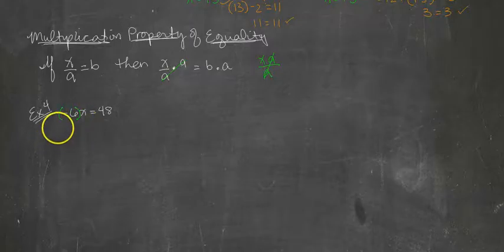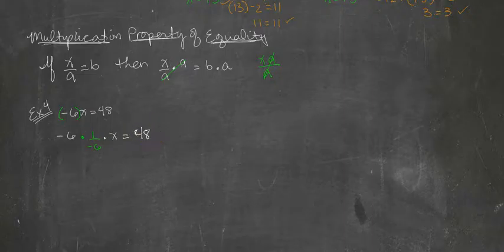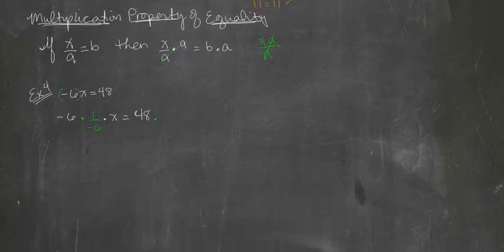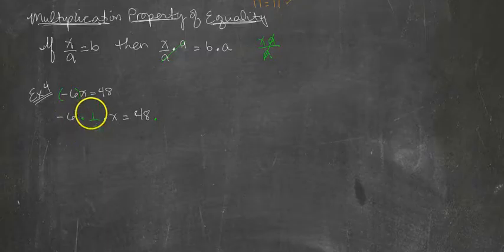So if I multiply by the reciprocal, and I'm going to write it all out the long way, -6 times 1 over -6 times x equals 48 times... And what do I have to do? I have to multiply it by exactly the same number that I multiplied on the other side, because remember, we're dealing with an equation, so we want the balance to stay true. So if I multiplied by 1 over -6 on one side, I have to do the same thing on the other side.